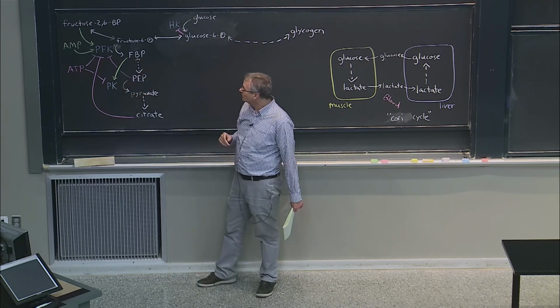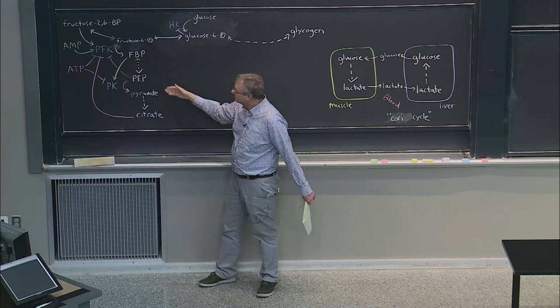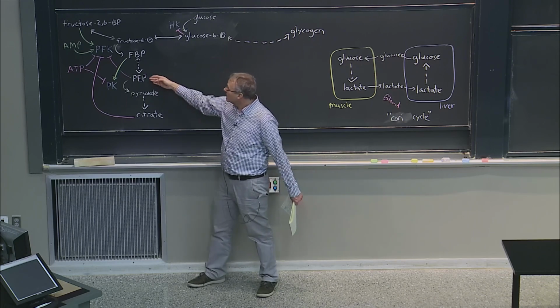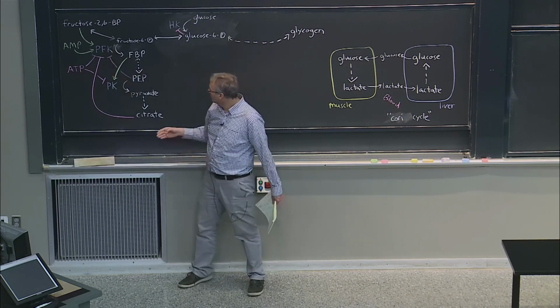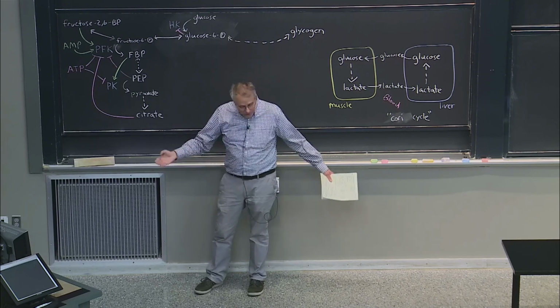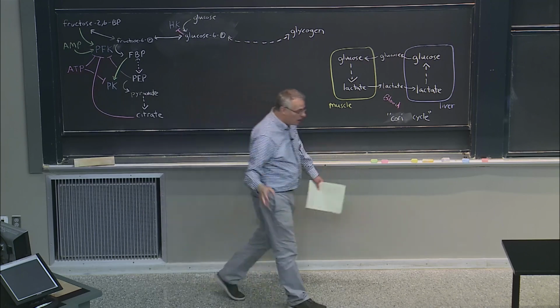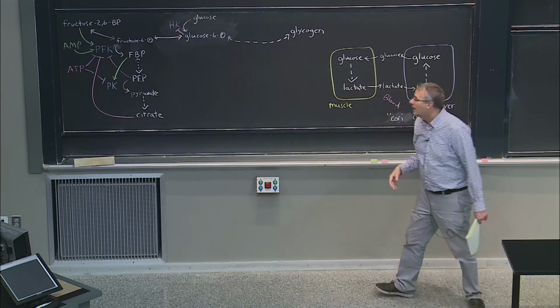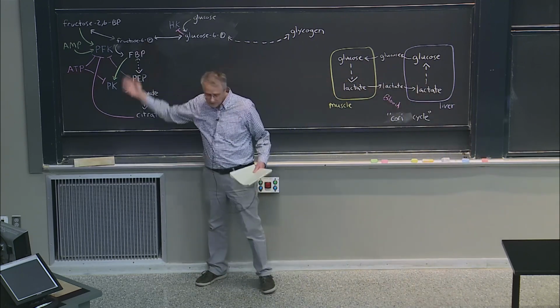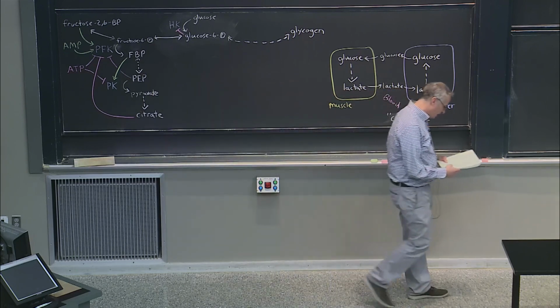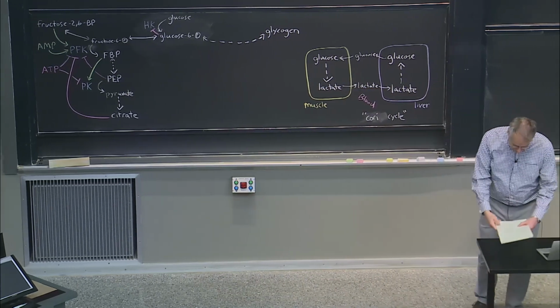FBP can feed forward to activate pyruvate kinase. You want to match input with output. And of course, if PEP builds up, you want to slow it down. If a downstream product, citrate, builds up, you want to slow it down. And of course, a major output of glycolysis is ATP. And if ATP is high, no reason to continue oxidizing glucose carbons.